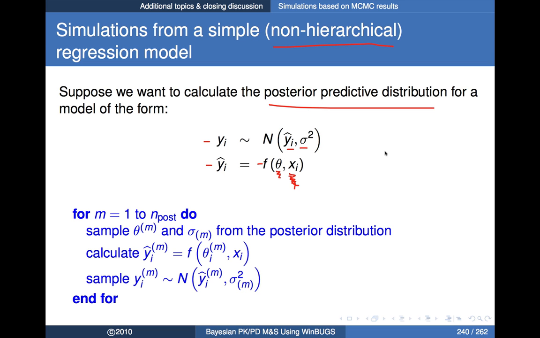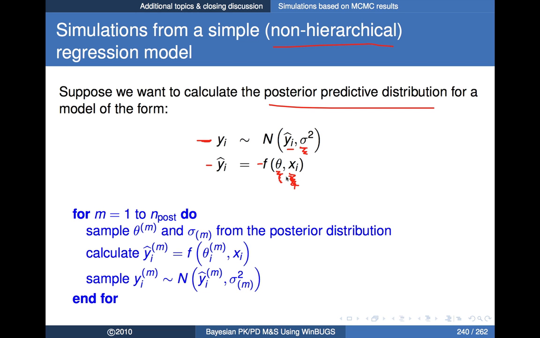The way we're going to start is we're assuming that we have posterior samples for theta and for sigma squared here. And let's say we want to make inferences about the probable range of observations corresponding to a particular set of covariates that we'll call xi.